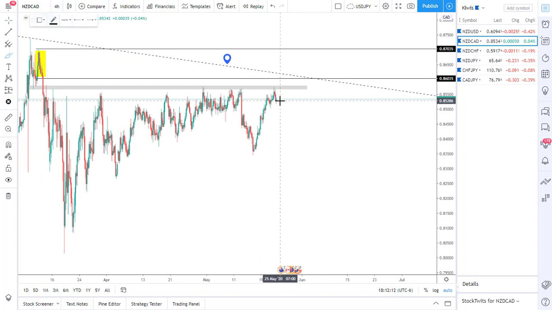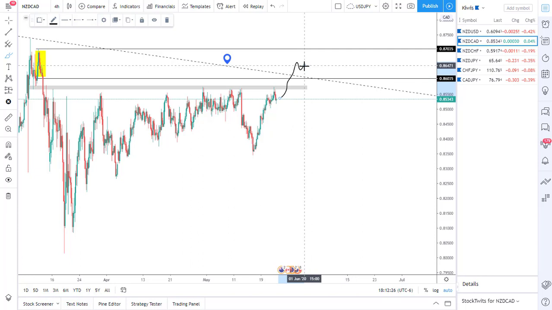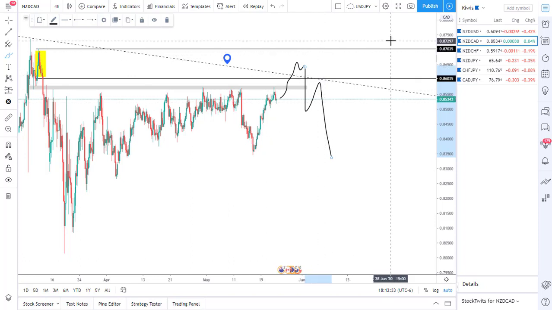Actually, I will rather wait for a movement like this, because we might get some trend line traders placing their sell orders here at the trend line, so their stop loss might be probably above that. So just wait for the confirmation and boom. That's what you have to do. Just wait for the confirmation.